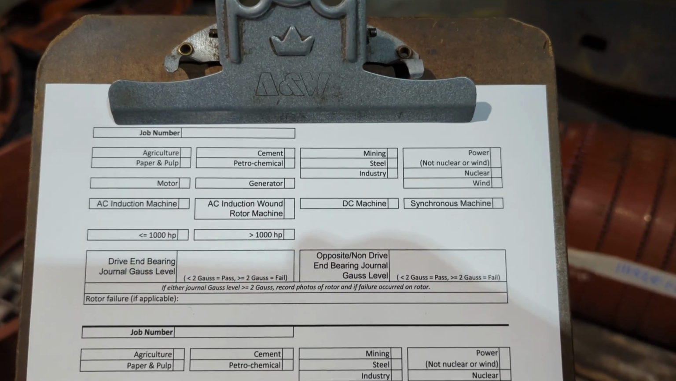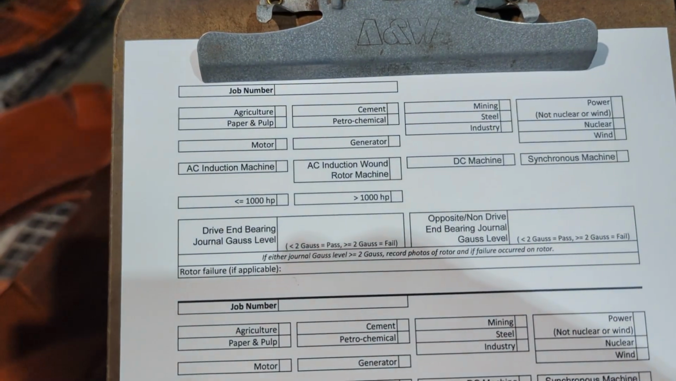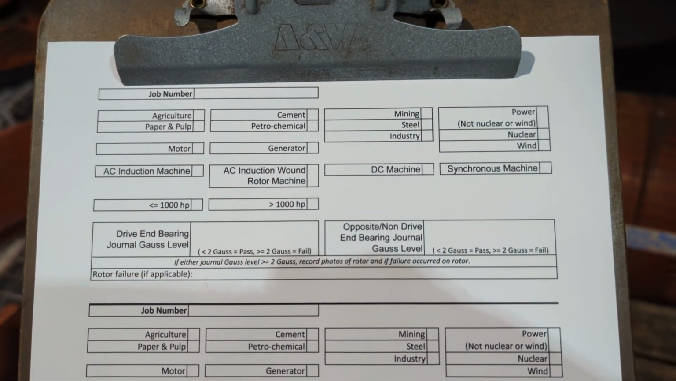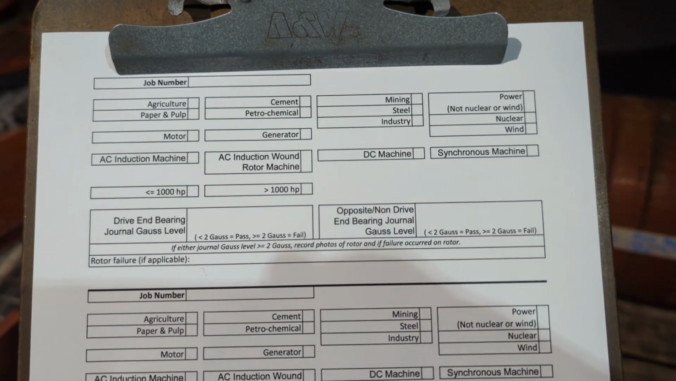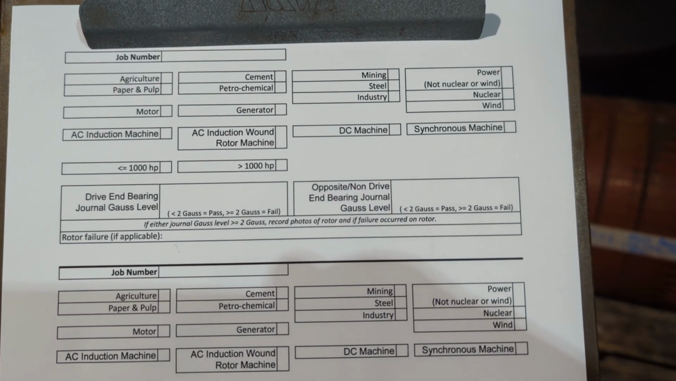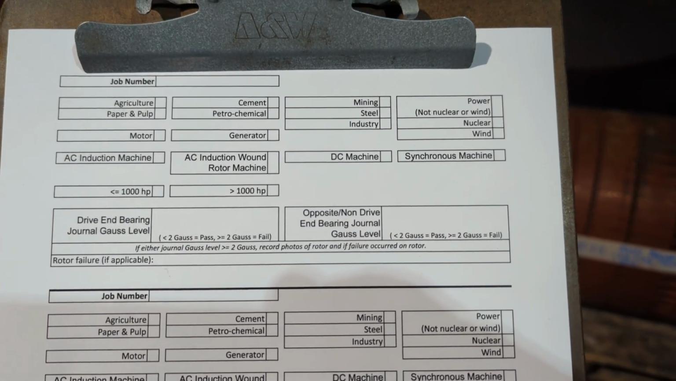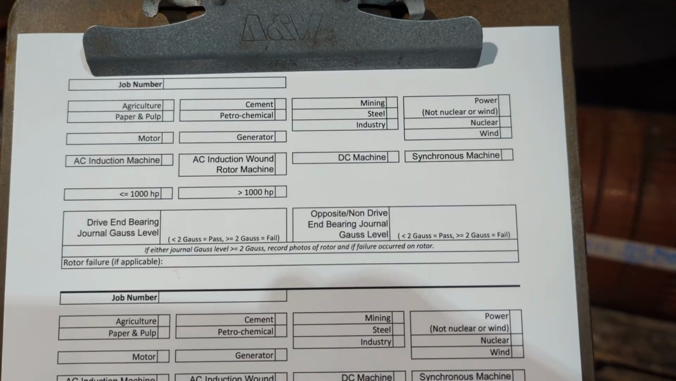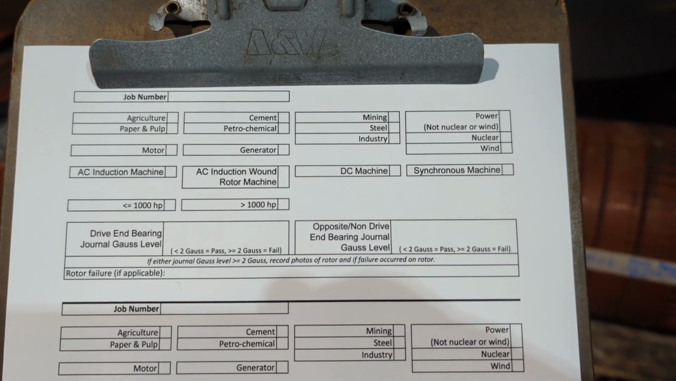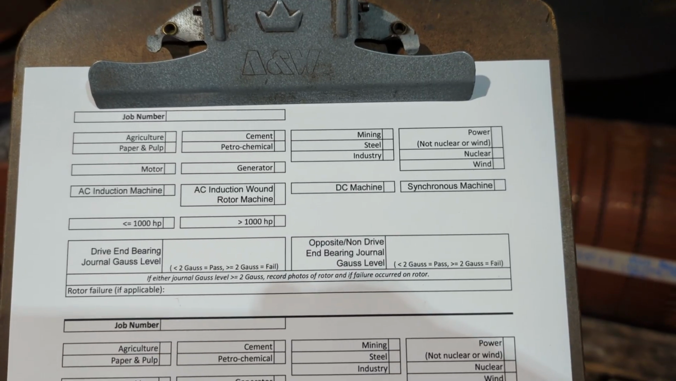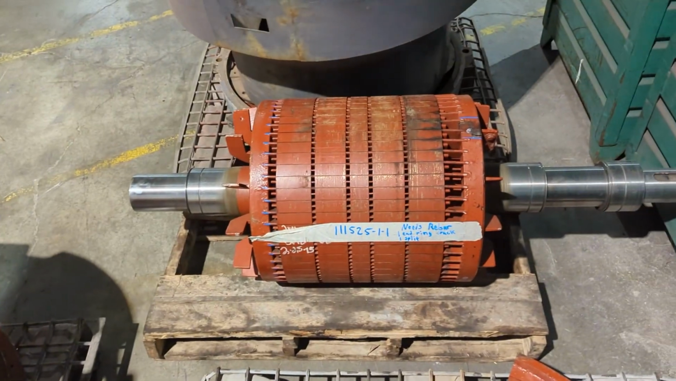Then I want to mark, is it a motor or generator? Is it an AC induction machine? Yes, that's what it is. Or is it a wound AC induction machine, a DC machine, or synchronous? Then size-wise, I know this one is less than 1,000 horsepower. And then I want to record my readings, and if there's a reading larger than 2 Gauss, we'll make a note, take some photographs, and see can I see a failure or is there no failure, and then hopefully know a little bit more about the machine. So let's go ahead and look at the machine and take some measurements.